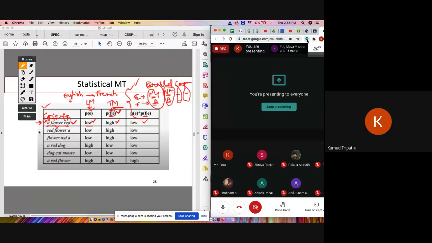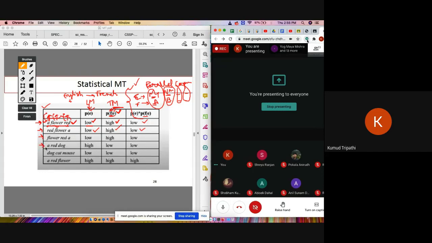Right? Now, for the second sentence, like red flower a, again the language model probability will be low because this is not a genuine, not a meaningful sentence, and definitely the translation probability is going to be high. Why? Because you have corresponding words from the parallel corpora. The translation probability is high, but the multiplied probability is low. Again, it is the same thing for the third sentence.